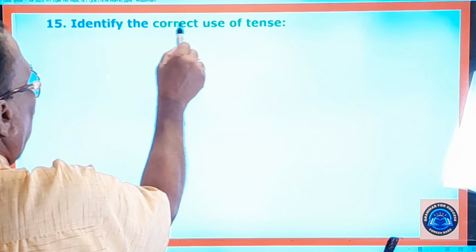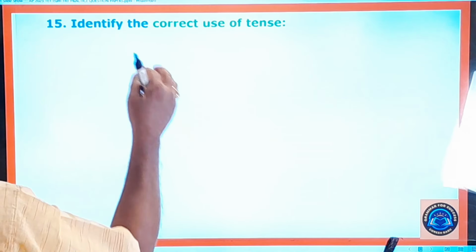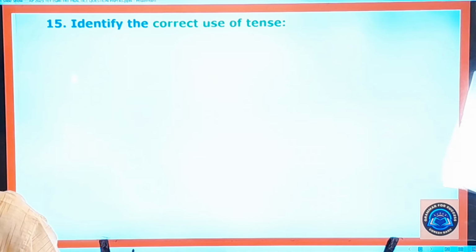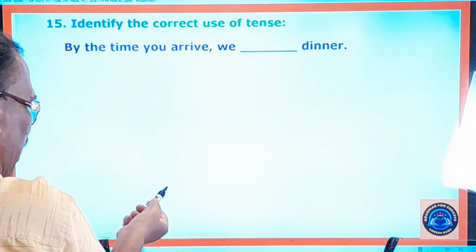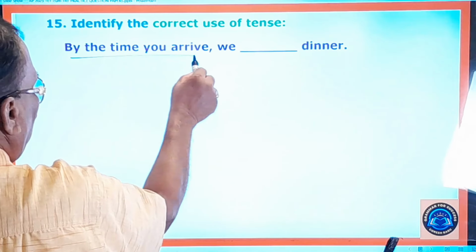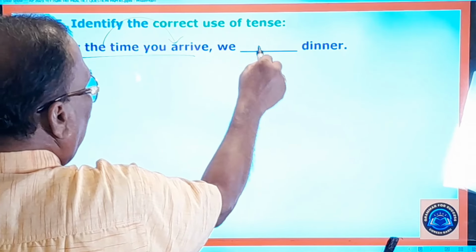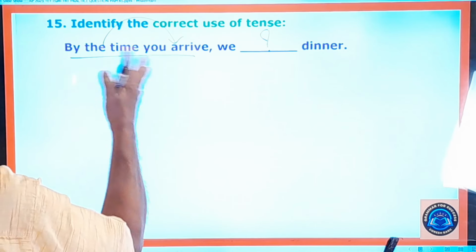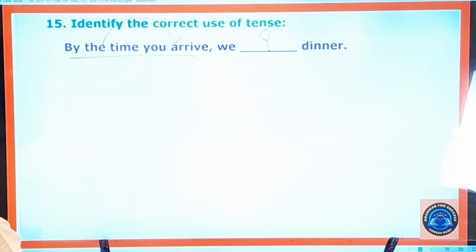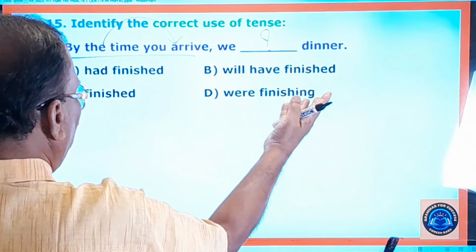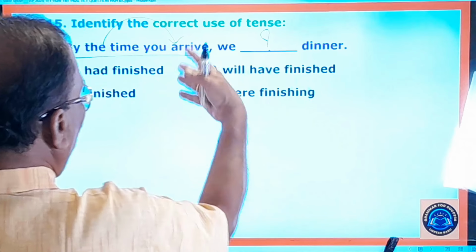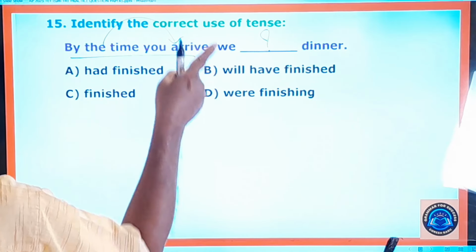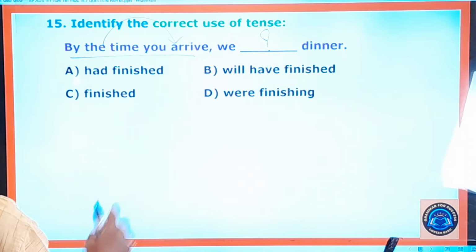15th question, identify the correct use of tense. That means on the tenses, one question will definitely be given in your TET examination. And here, look at this part of the sentence. By the time you arrive, we dash dinner. Some blank is given here. And now what options are given under this? Let us have a look at them. Here you pay attention. Had finished, will have finished, finished, were finishing. You know which tense is to be used in that blank, that you have to decide.